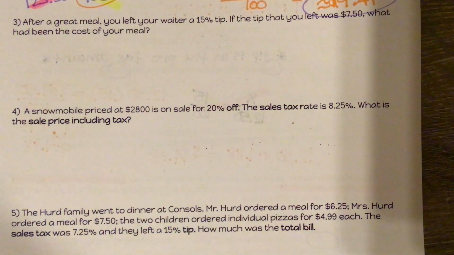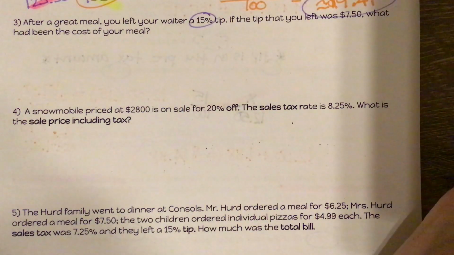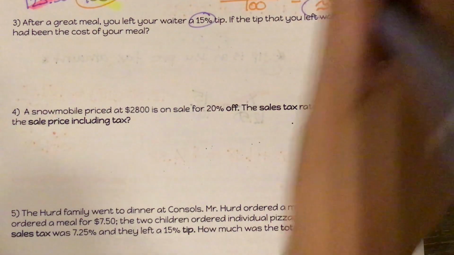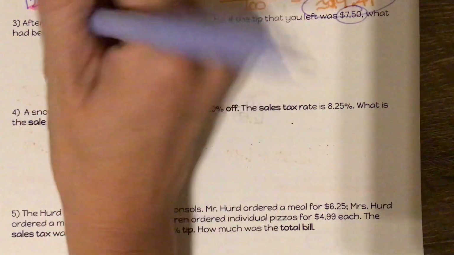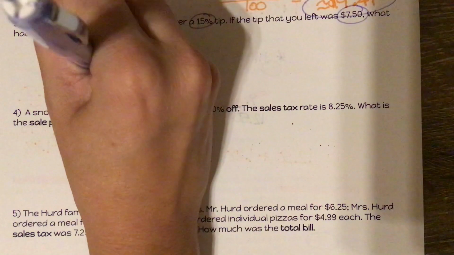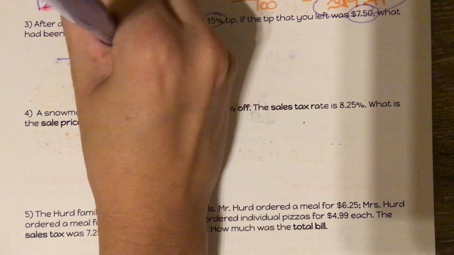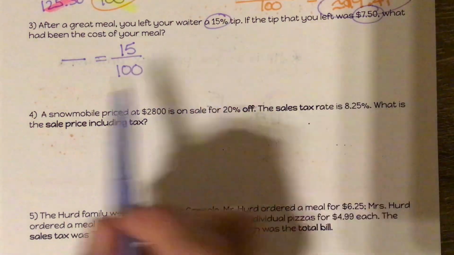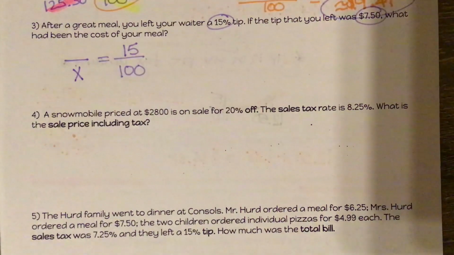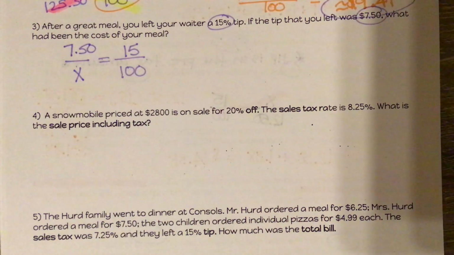Next one, after a great meal, you left your waiter a 15% tip. If that tip you left was $7.50, what had been the cost of your meal? So we are working backwards here. So we can still set up our blank proportion. We're looking at 15%, but this time we are given the tip. We aren't given the bill. So we are solving for the total bill given our tip of $7.50.